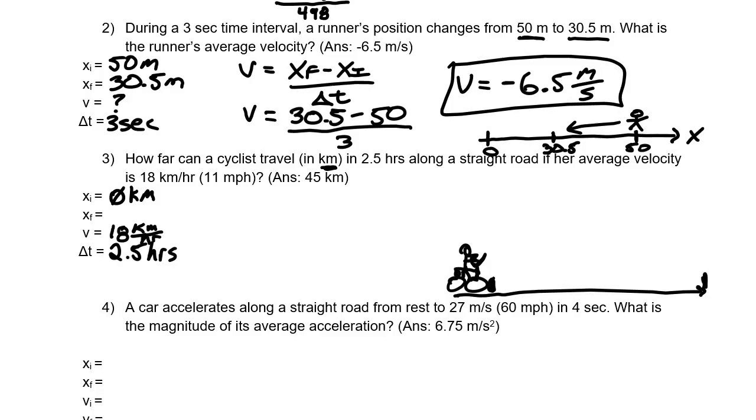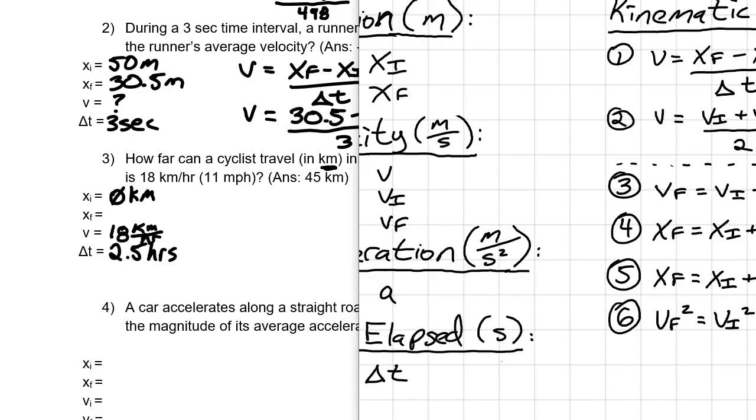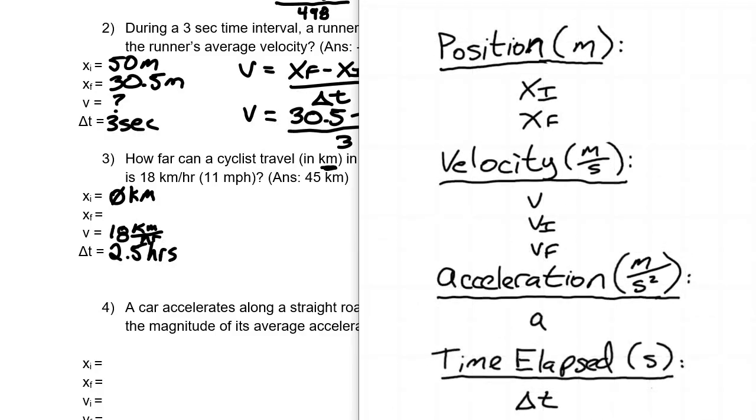Being that we're using kilometers and hours in every part of our problem right now, that's okay, because the units will just work with each other. We can't really mix and match between kilometers and meters per second. But if we have kilometers here, kilometers per hour here, and hours over here, those are all aligned with each other.